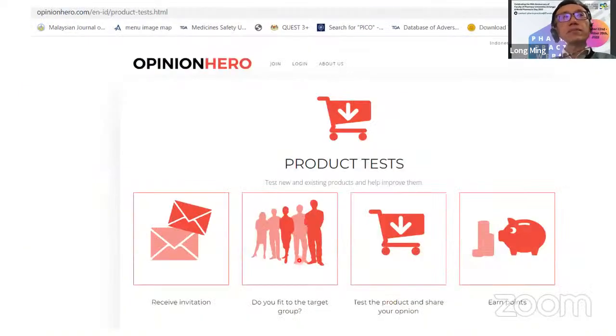There are multiple such field service companies or consultancy firms that you can engage to conduct this marketing research. For example, here, Opinion Hero is in several countries, including Indonesia, and they can help you do market research, product testing, and new product testing. They have their own pool of respondents from different age groups.